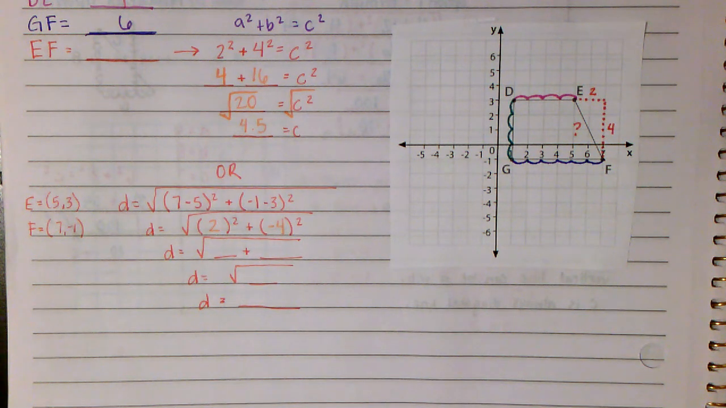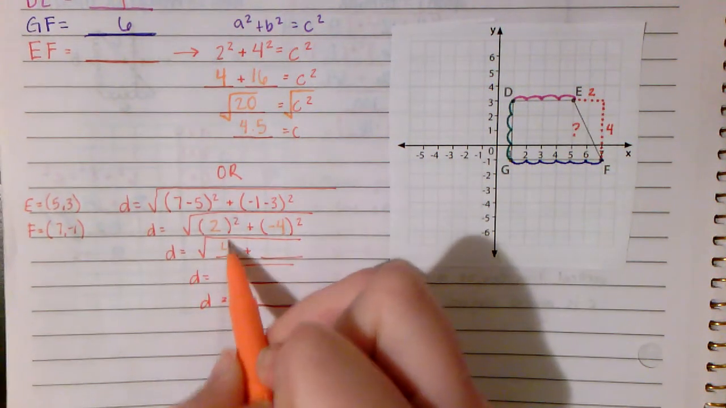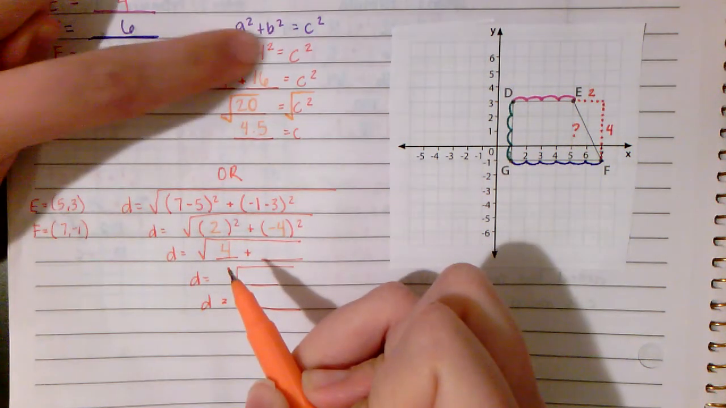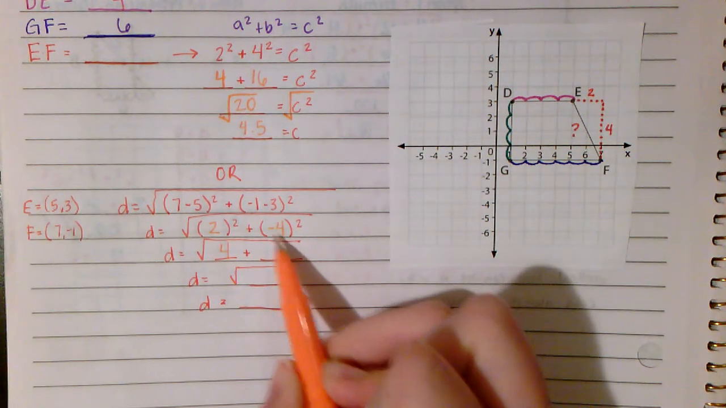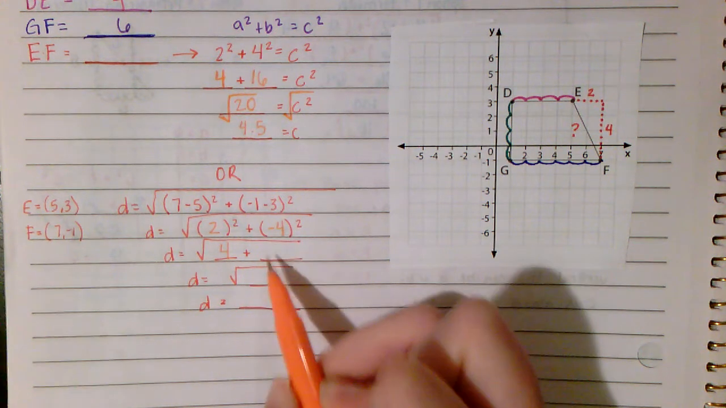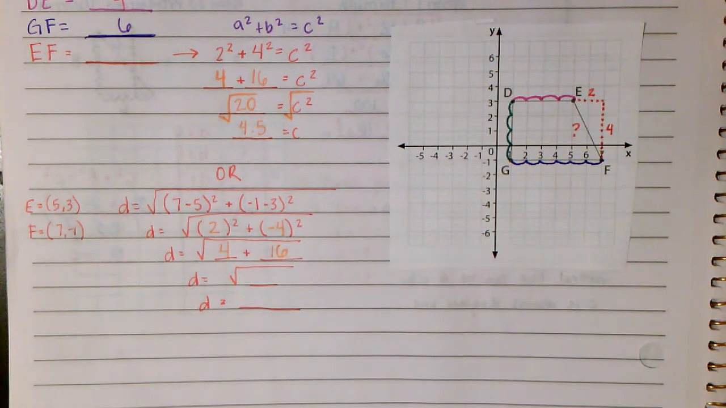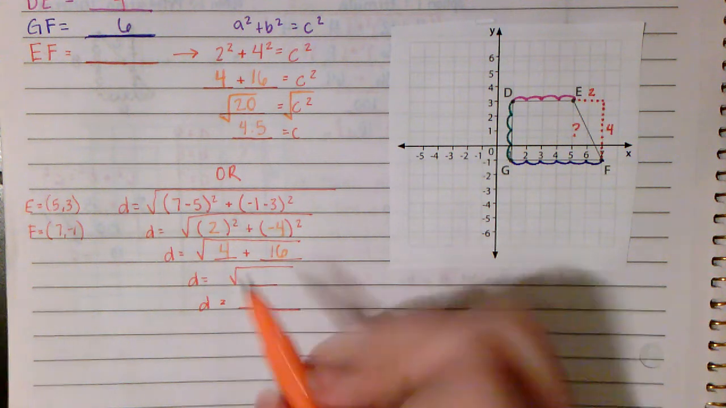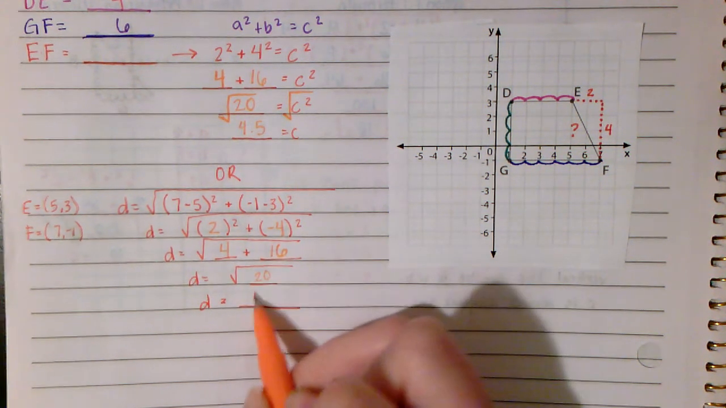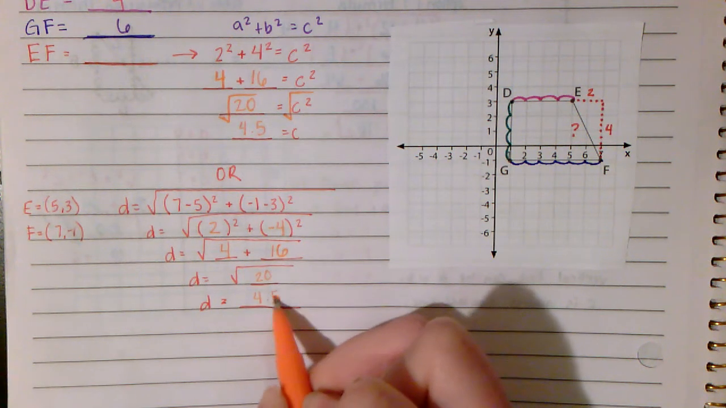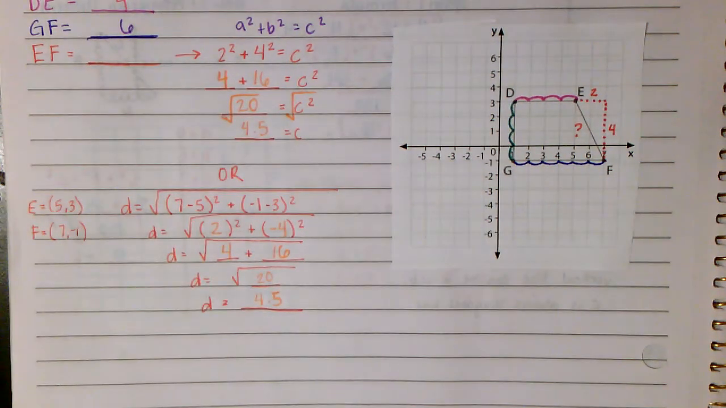Now let's square them. 2 squared is 4. Again, this looks very familiar to where we were up here. Negative 4 squared is negative 4 times negative 4, which is positive 16. Two negatives multiplied together make a positive. And 4 plus 16 is 20. And what is the square root of 20? We have to simplify this. 4.5. We just checked it out on the calculator. Both ways work, whichever way you prefer.